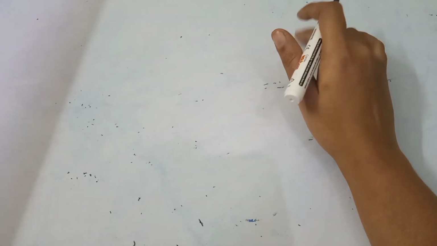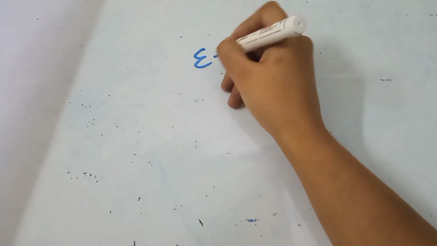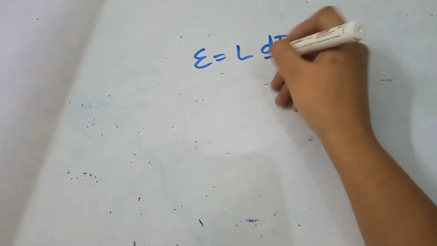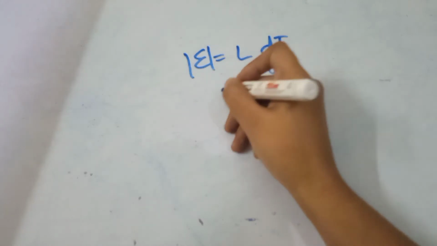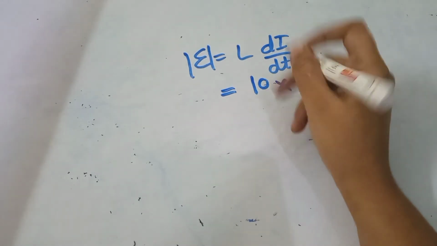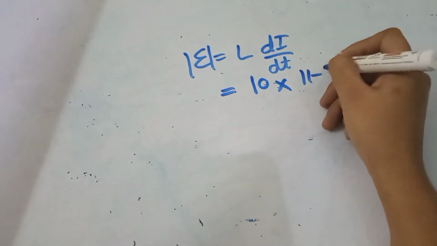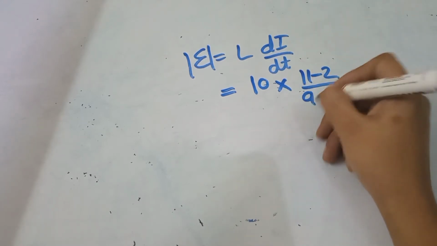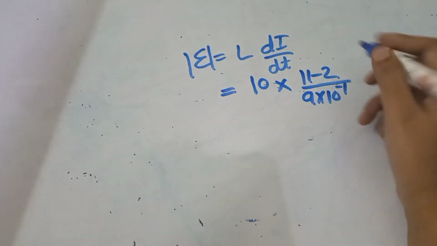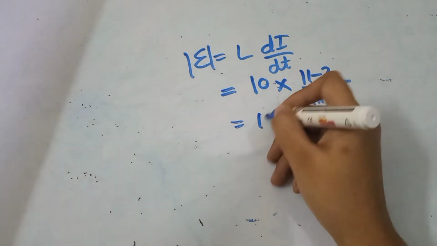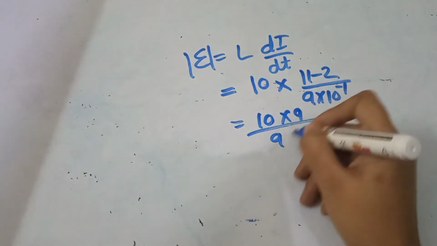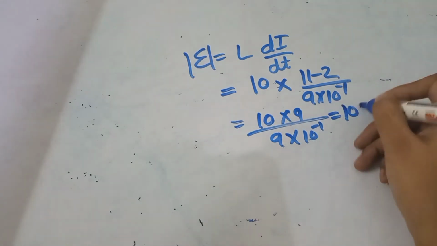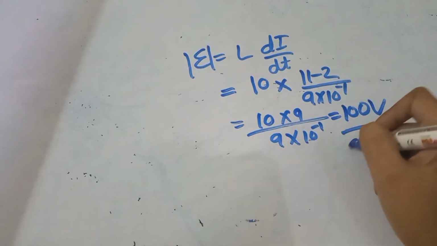16th question: the EMF induced in a 10 Henry inductor in which current changes from 11 to 2 ampere in 9 multiplied by 10 to the power minus 1 second is. We know the formula of EMF is equal to L di by dt. This is the magnitude. L is 10 Henry. Current is changing from 11 to 2 ampere. That means 11 minus 2 divided by the time 9 multiplied by 10 to the power minus 1. So if we solve, then 10 multiplied by 9 into 10 to the power minus 1 is equal to 100 volt. So C is the right answer.